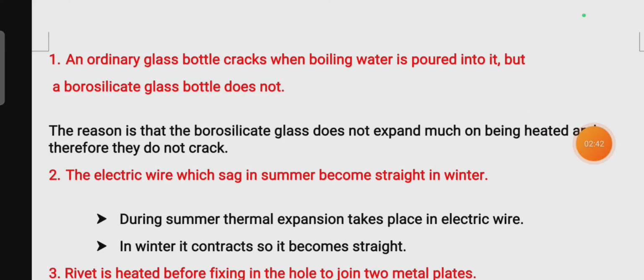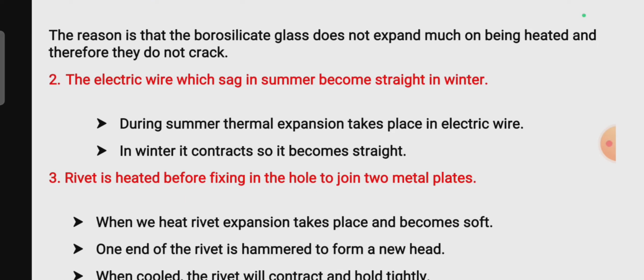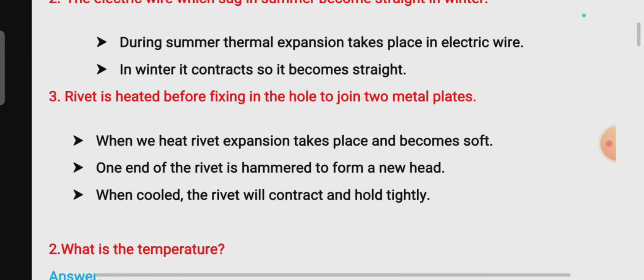First question, an ordinary glass bottle cracks when boiling water is poured into it, but a borosilicate glass bottle does not. The reason is that the borosilicate glass does not expand much on being heated and therefore does not crack. Second one, the electric wire which sags in summer becomes straight in winter. During summer, thermal expansion takes place in the electric wire. In winter, it contracts so it becomes straight.